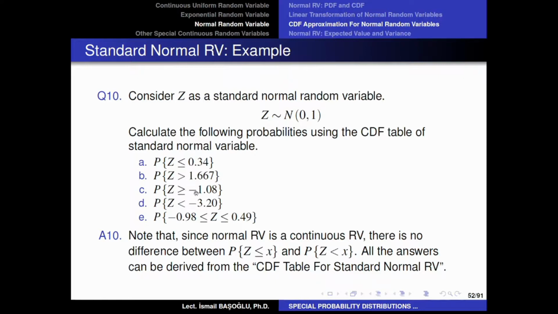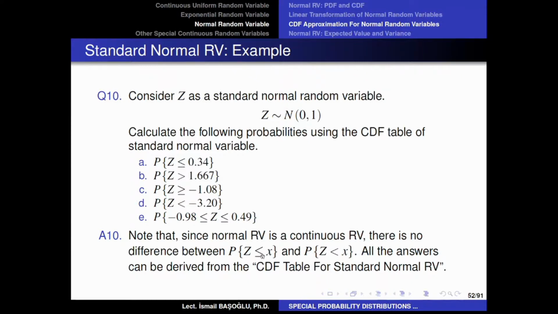So in part C, we have a standard normal random variable Z, for which we would like to calculate the probability of being greater than or equal to minus 1.08. You know, in continuous random variables, greater than or equal to and greater than probabilities are the same, right? So even if we have an inequality or a strict inequality, we always get the same probability because we do not have any positive probability at equations. So as you can see here, the probability of Z being less than or equal to X is the same as the probability of Z being less than X.